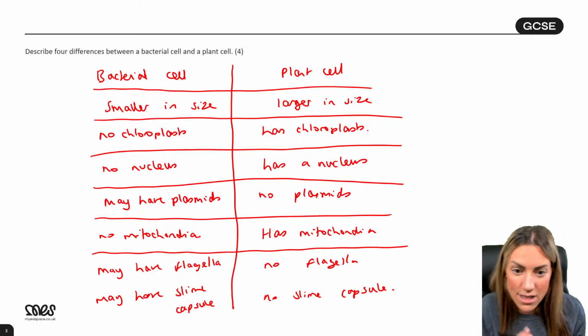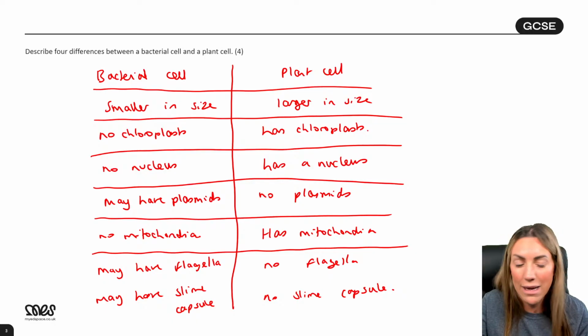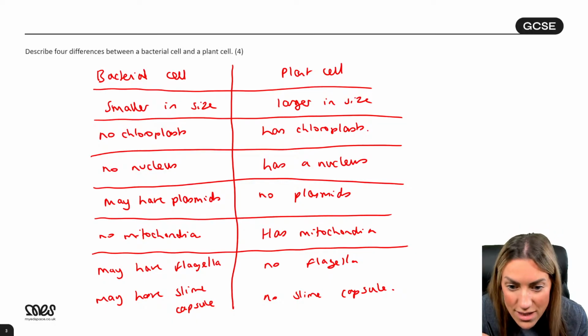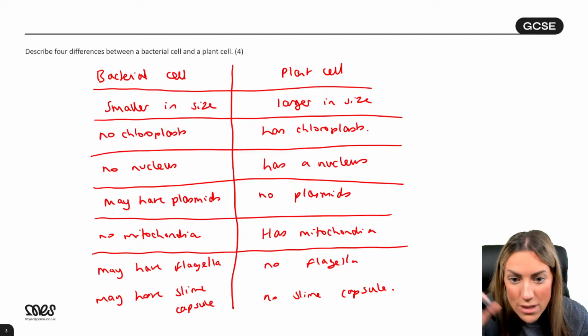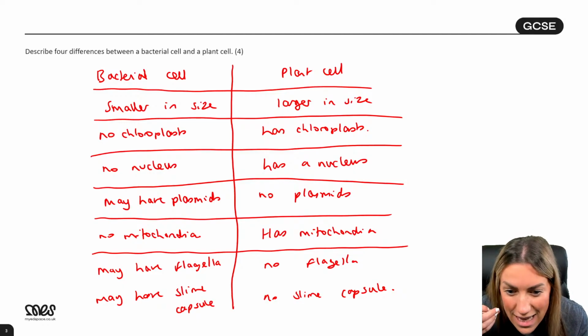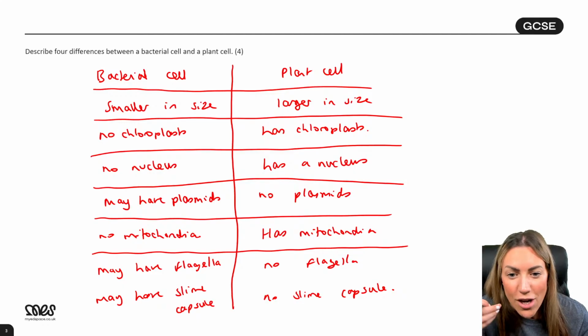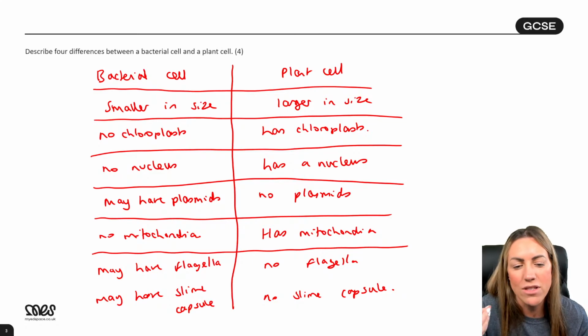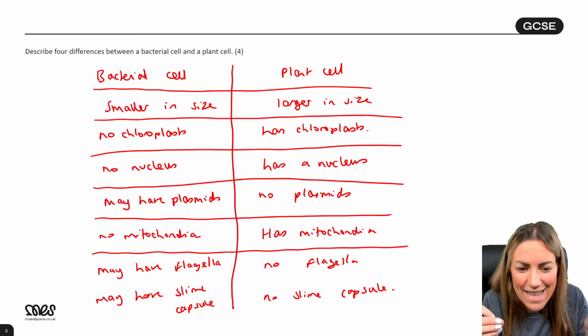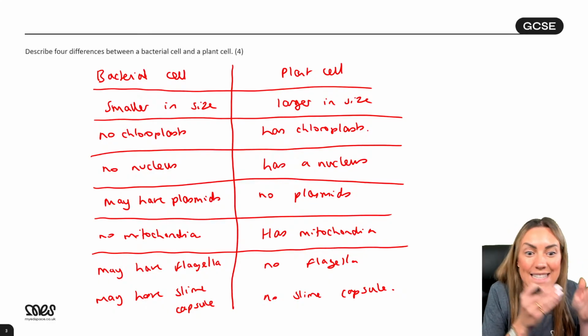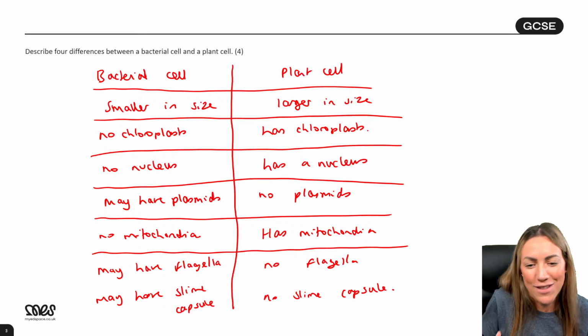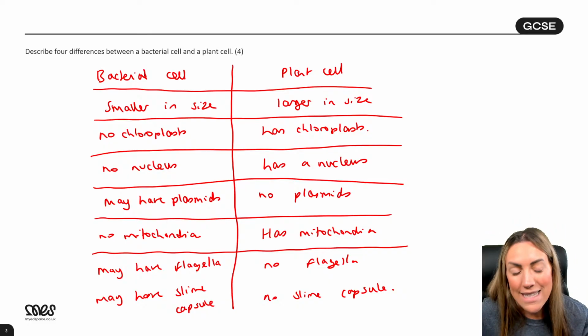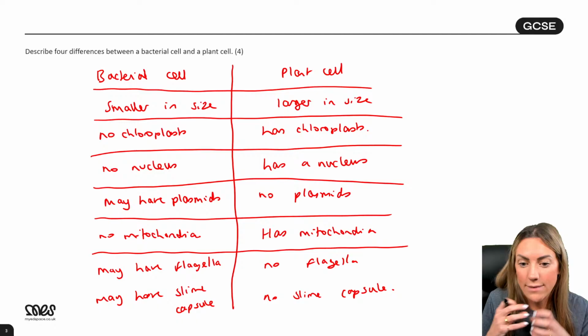Permanent vacuole versus no permanent vacuole. Yeah, plant cells have a permanent vacuole. Bacterial cells don't. I've put sizes at the top because you could say that. Mitochondria are the site of aerobic respiration. Multicell, you can't have that one. So someone's just said in the chat, bacterial cell is unicellular, plant cell is multicellular. But the question is about the cells. It's the differences between a cell and a cell. So you can't say that and get a mark. Plasmids are just small loops of DNA that bacterial cells have.